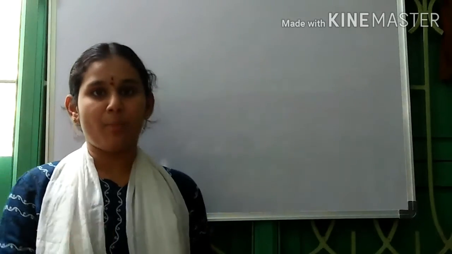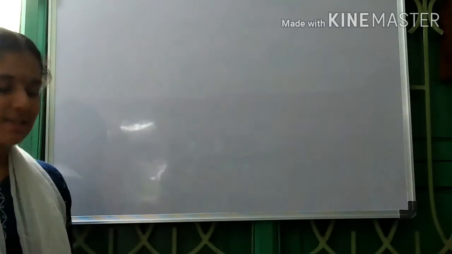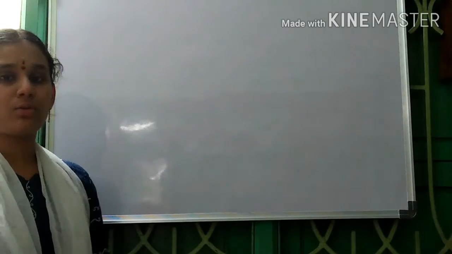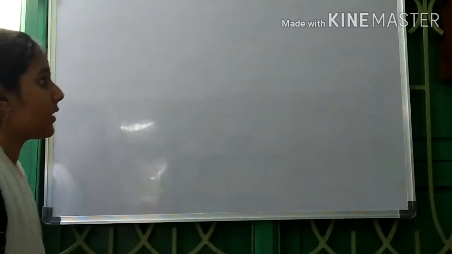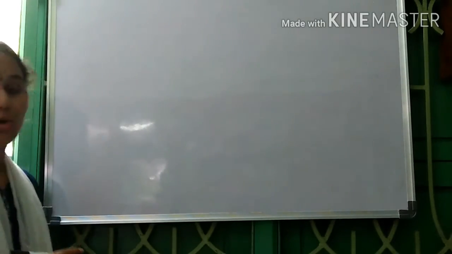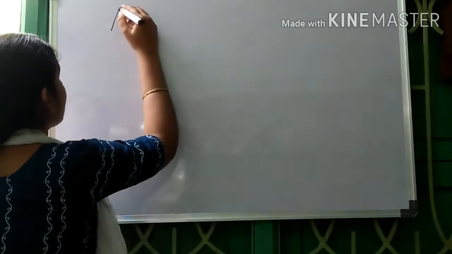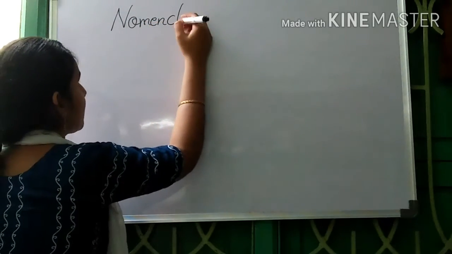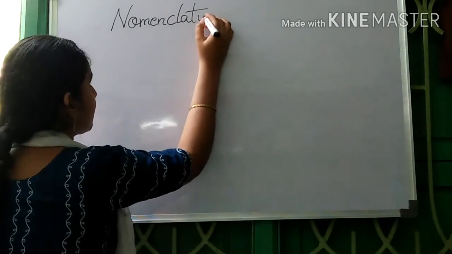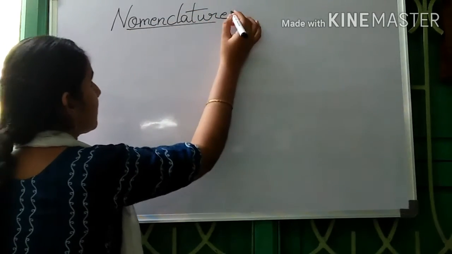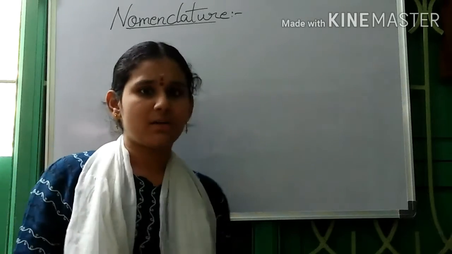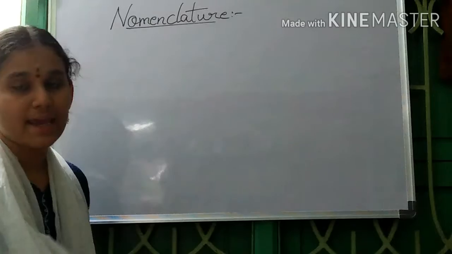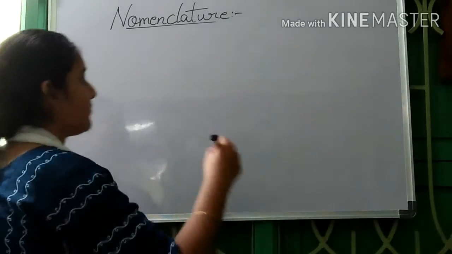To study about a compound, first we have to name it, or else we cannot differentiate between compounds. So we require to name the compound. So let us learn nomenclature. Before that, these organic compounds are divided into alkanes, alkenes and alkynes.